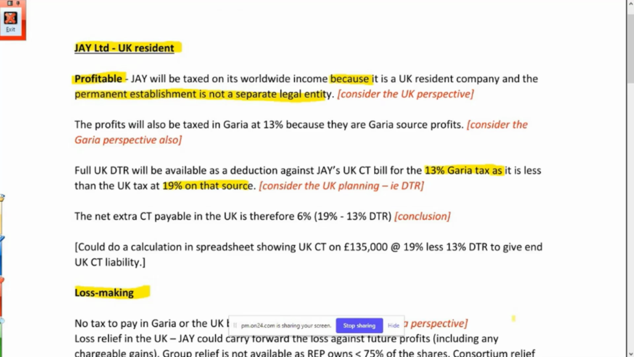But the way to approach it, which is really what I'm trying to give you, techniques, realistic techniques, is set out the headings of the different points, resident, not resident, and within those, profitable, loss-making, 20 or 30% shareholding, and write something technically correct and relevant.